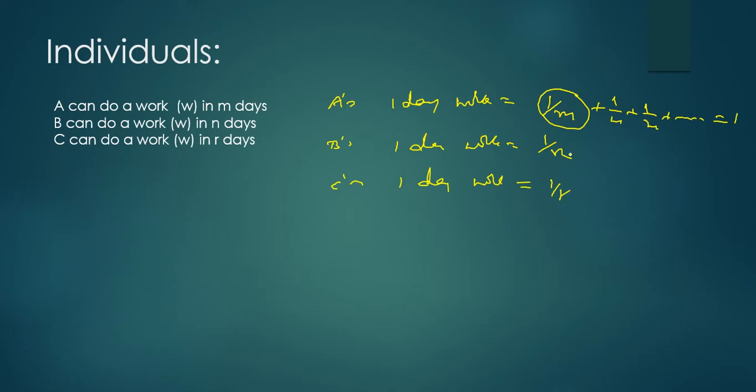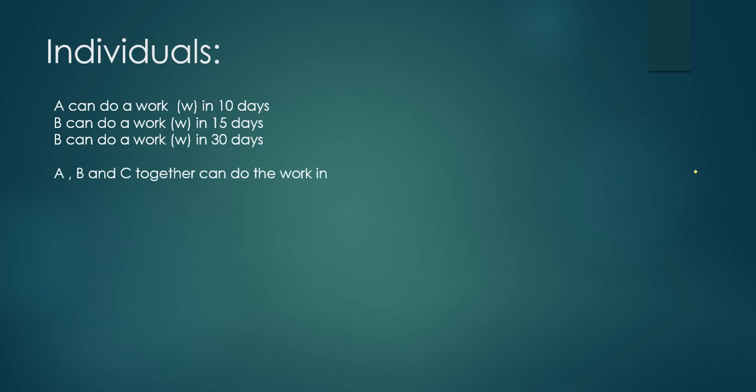Okay. So this is how people generally do it the traditional way, but in competitive exams you shouldn't do it like this. It is a time consuming process. Likewise, B's 1 day work is 1 by N, and they do it for N days. So N into 1 by N, and N will get cancelled. They complete one total work. Okay. We'll see how to do it logically in the exam.